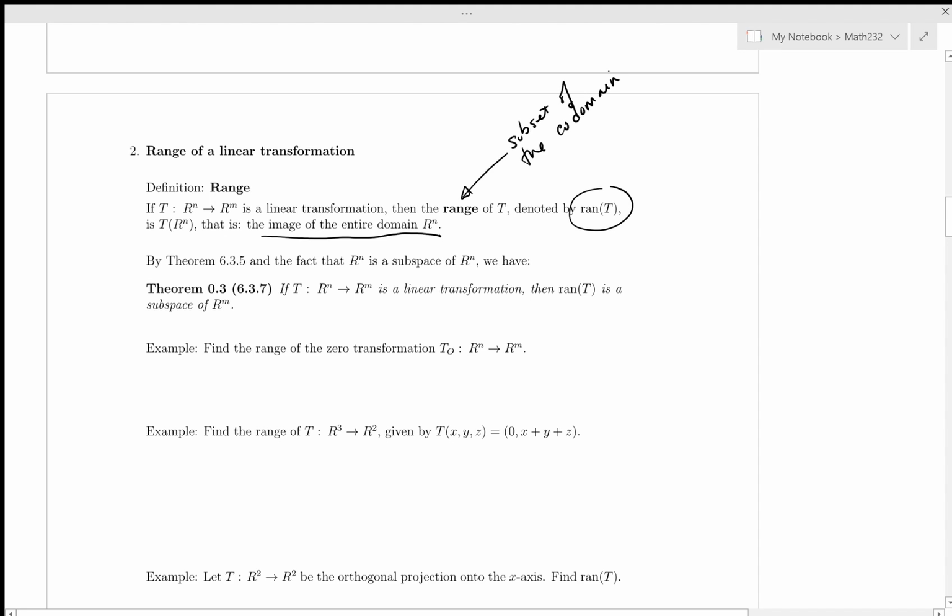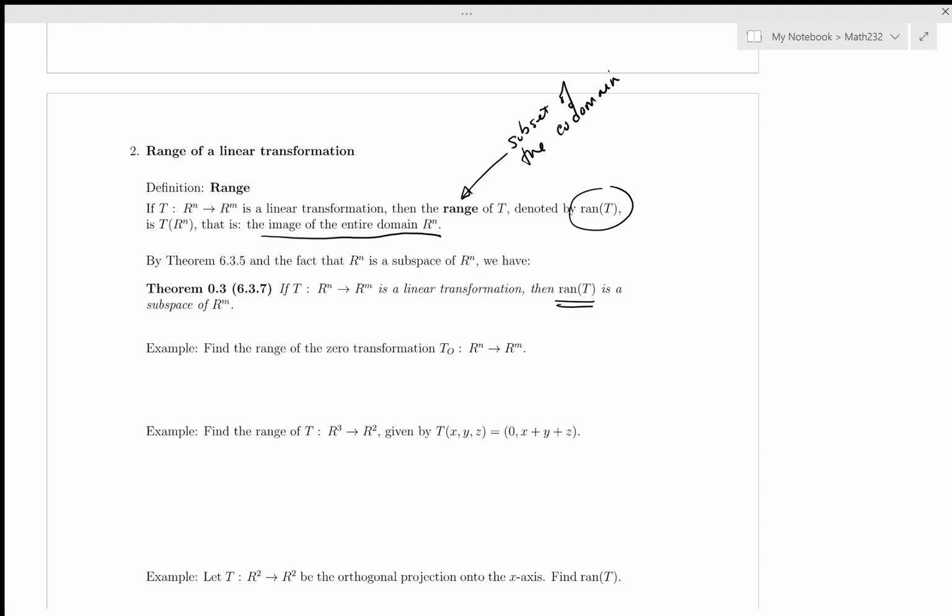Okay, and we already know that it's a subspace. The range is a subspace. We know that the mapping preserves the subspace. So the range of T is a subspace under a linear transformation.